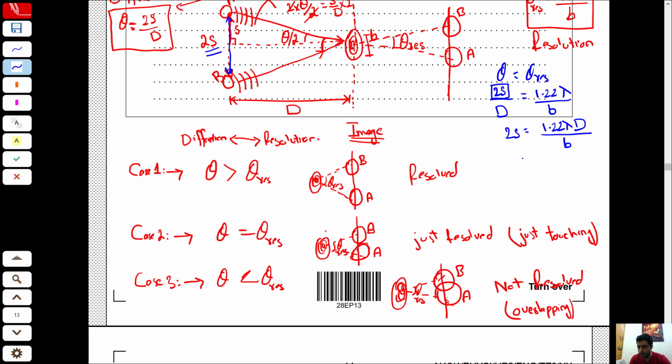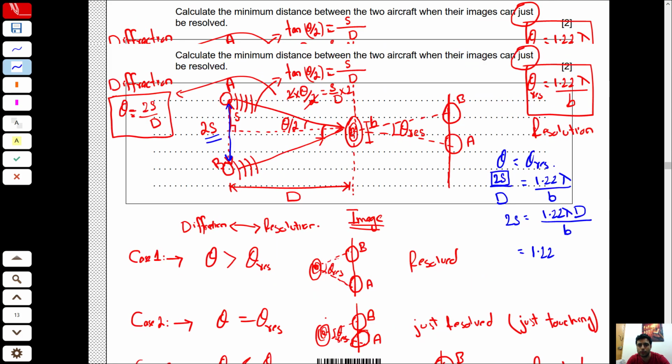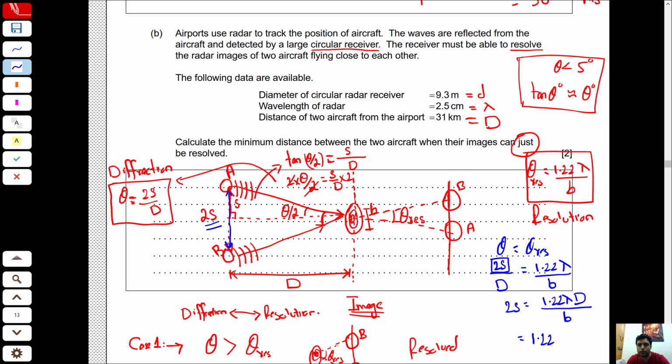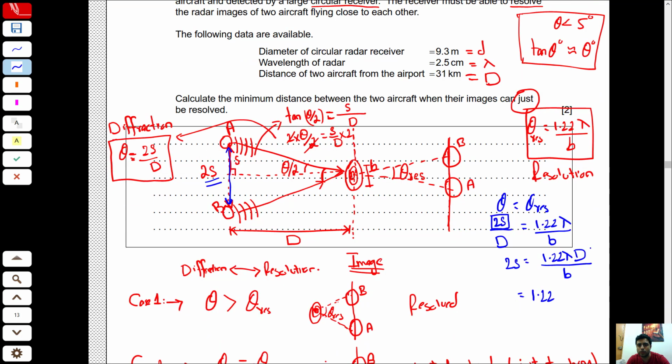Okay, so we need 1.22 lambda. How much is the wavelength? 2.5 centimeter. Let's convert everything into SI units. So lambda is 2.5 centimeter converted into meter by multiplying by 10 to the power negative 2. And capital D is the distance between the aperture and the aircraft, the distance of the two aircraft from the airport. You can see the aperture is at the airport, which is 31 kilometer.